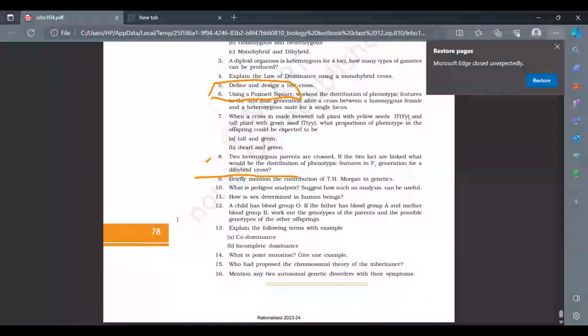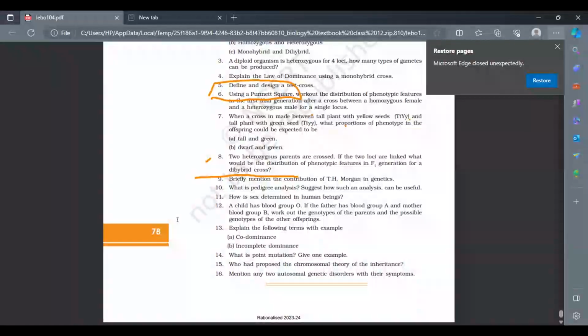Explain the following terms with examples. In codominance, you give the example of blood group AB, where both A and B genes express themselves. In incomplete dominance, neither gene fully expresses itself, like the pink flower of the snapdragon. So we talked about incomplete dominance over there, where the genes are not able to fully express themselves. Then, what is the chromosomal theory of inheritance? They are asking. Mention any two autosomal genetic disorders with their symptoms.